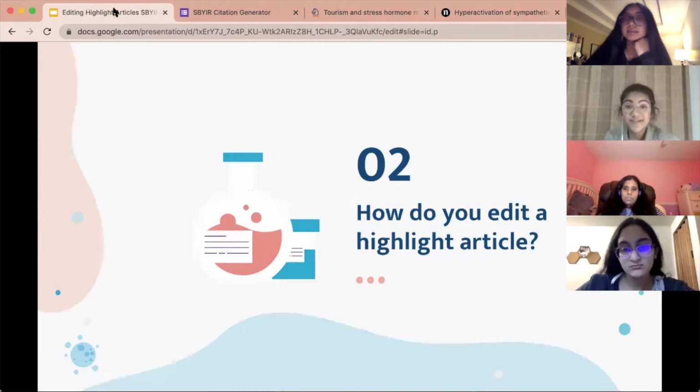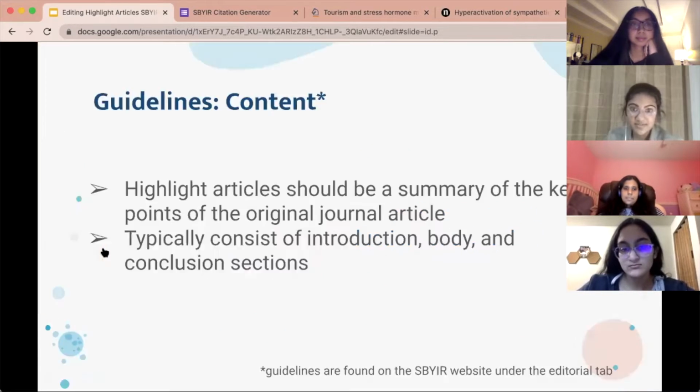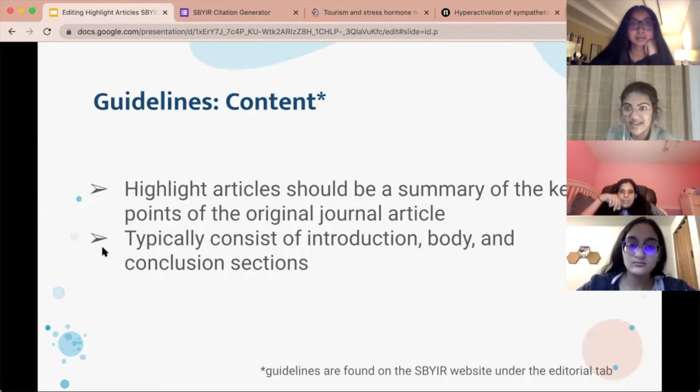Right. So how do you exactly edit one of these highlight articles? The first thing we'll talk about in terms of editing is content. When you, as a copy editor, look at a highlight article, this article, as Farah said, should pretty much be the summary of the key points of the original journal article.